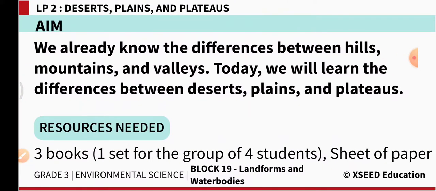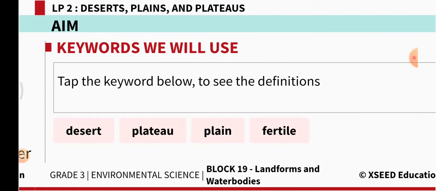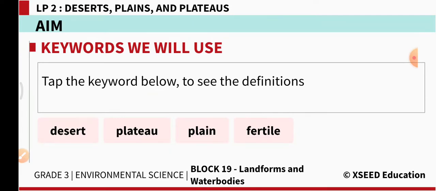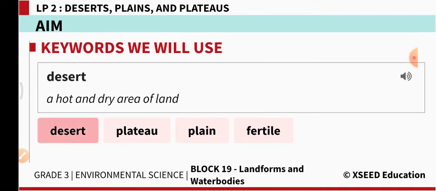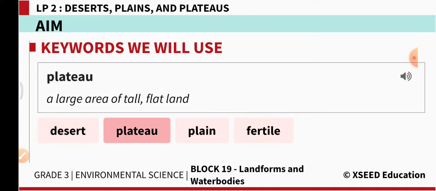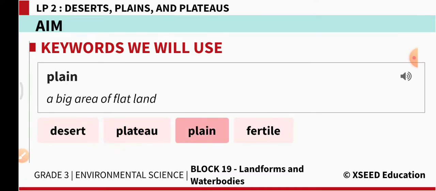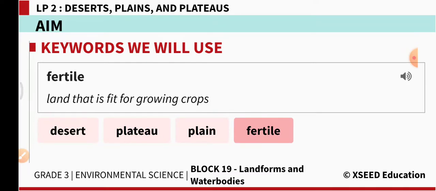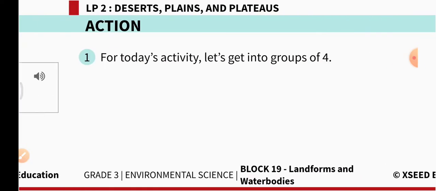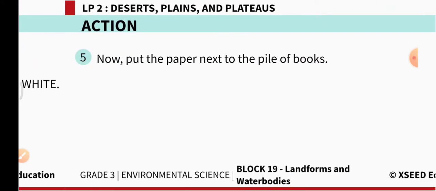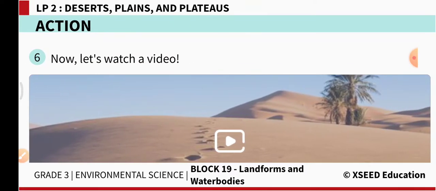We already know the differences between hills, mountains, and valleys. Today, we will learn the difference between deserts, plains, and plateaus. The keywords that we are going to learn are: desert, a hot and dry area of land. Plateau, a large area of tall, flat land. Plain, a big area of flat land. Fertile, land that is fit for growing crops. So let us watch this video.